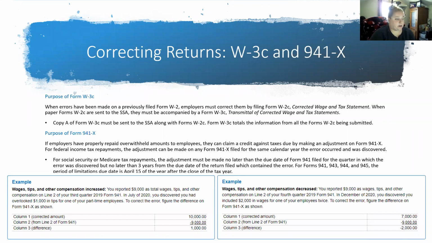For Social Security or Medicare tax payments, the adjustment must be made no later than the due date of the Form 941 filed for the quarter in which the error was discovered, but no later than 3 years from the due date of the return filed which contained the error. For Forms 941, 943, 944, and 945, the period of limitations due date is April 15th of the year after the close of the tax year.